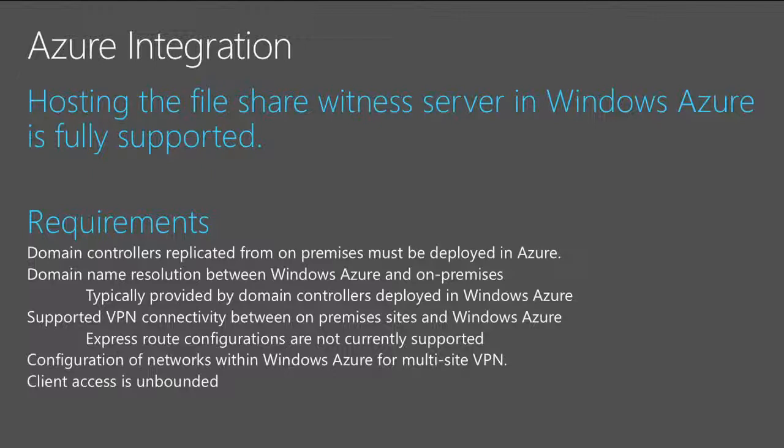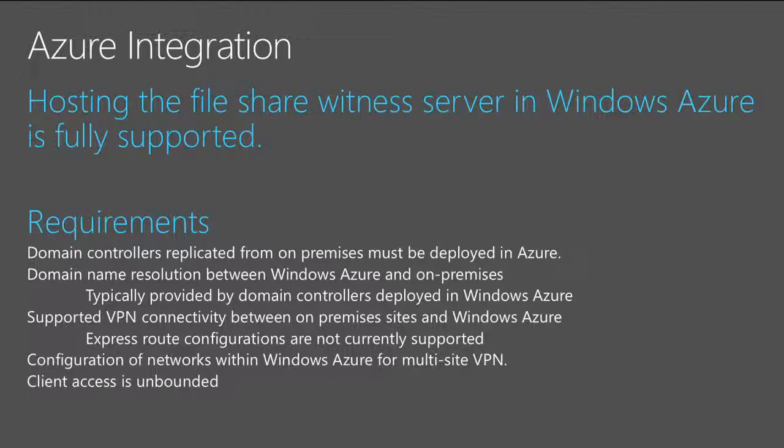Now, there are some requirements that come with this. You must have domain controllers that are replicated from your on-premises environment into Azure. They must also serve as your DNS servers so that there's full name resolution between Azure and your on-premises environment. You have to be able to support multi-site VPN connectivity.